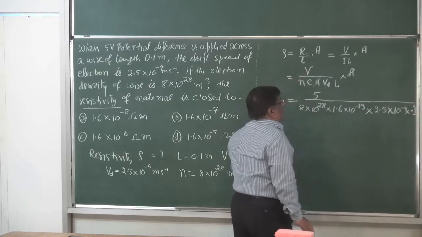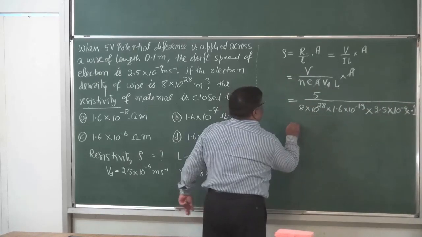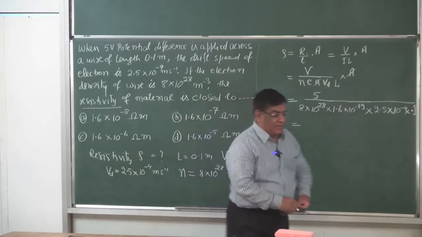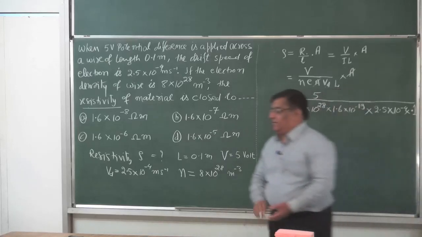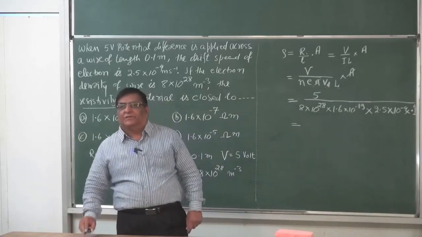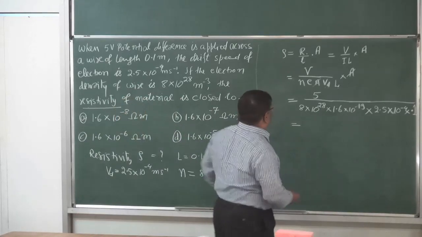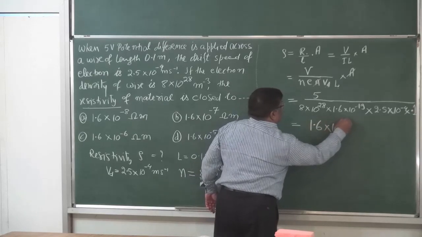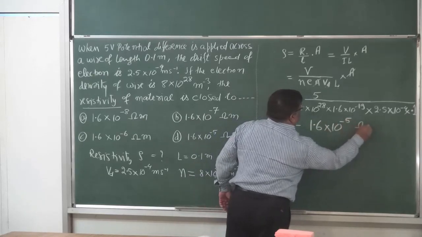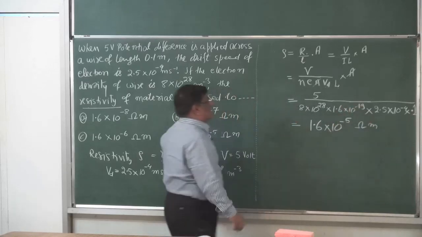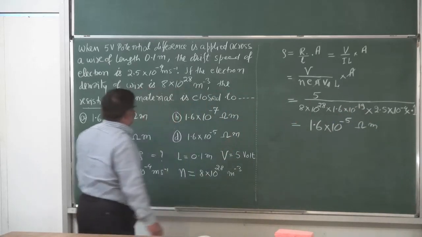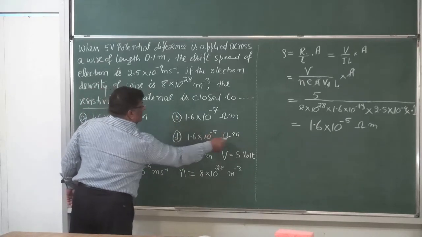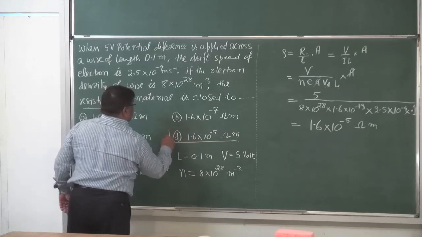Here it is voltage only. So we will do all these calculations and you will find out the answer, and after doing the calculation it comes out to be 1.6 into 10 to the power minus 5 ohm meter. After doing all the cancellation you will find it, and here we will see where it is. So 1.6 into 10 to the power minus 5 ohm meter. This is the right option.